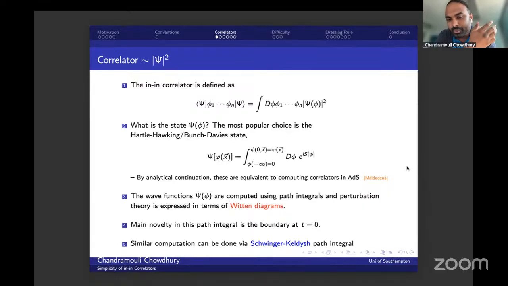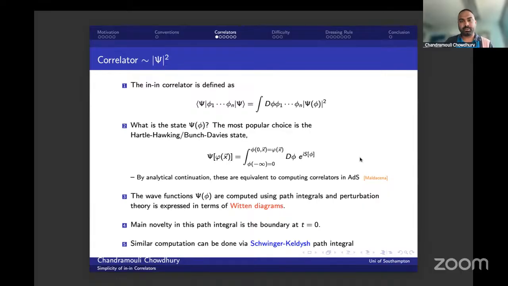But usually when we do QFT, everything runs from minus infinity to plus infinity, but now that doesn't happen. So this is basically the main novelty. And as I'll review in a couple of minutes, instead of working with Feynman diagrams, we'll now have what are called Witten diagrams. You can actually do a correlation function computation using what's called the Schwinger-Keldysh path integral, but I'll not review that, and it's not going to be important for our talk now.